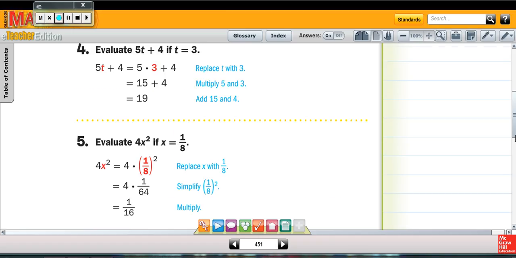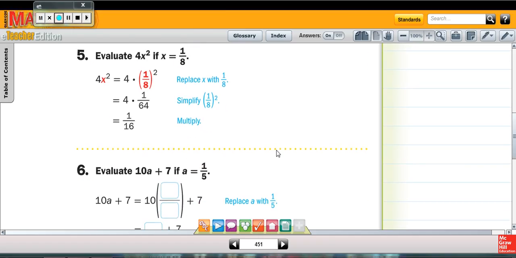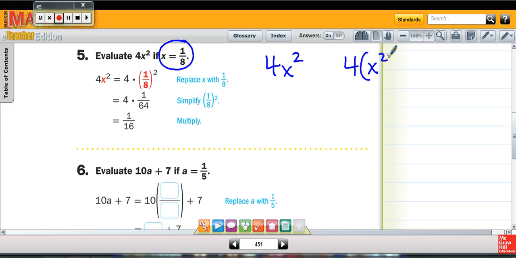In example number 5, we have some exponents. So we have 4x squared, and x is going to be 1/8. Now be careful here. If they put the parentheses around the x, saying that x is squared like this, that would mean just the x. Sometimes they may say 4x and that part is squared. In this particular problem, this exponent is only going to the x.